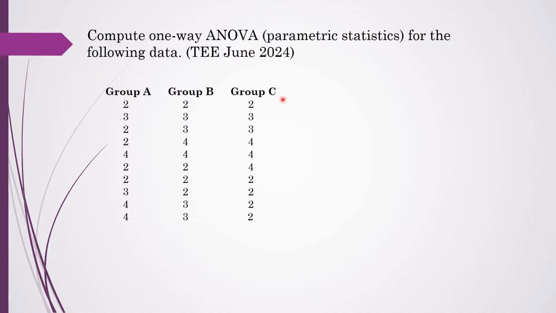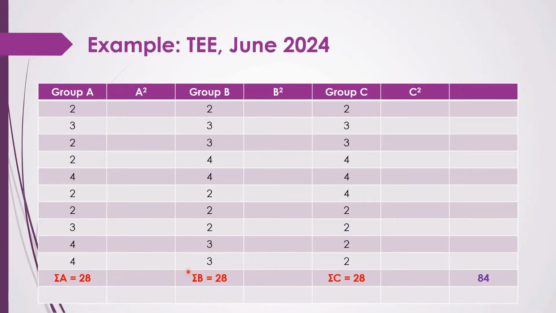Then you make the table. Since we have 3 groups, the table should have 7 columns and 10 values, so 13 rows. We can put in the values, add them up and write the sum of A, sum of B and sum of C. I have my table here. I have written in the values A, B, C and I've added them.